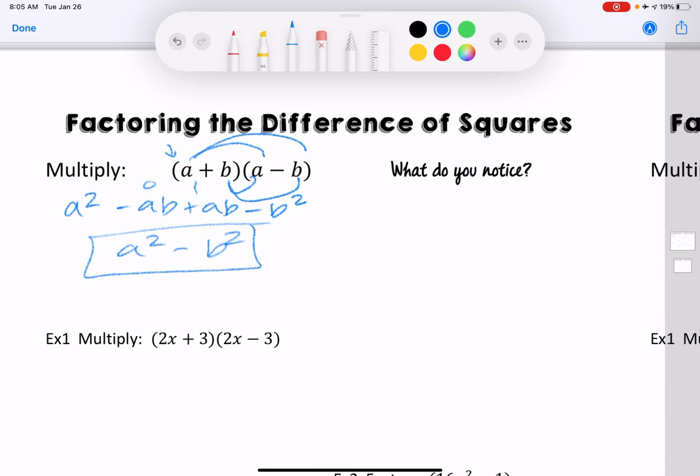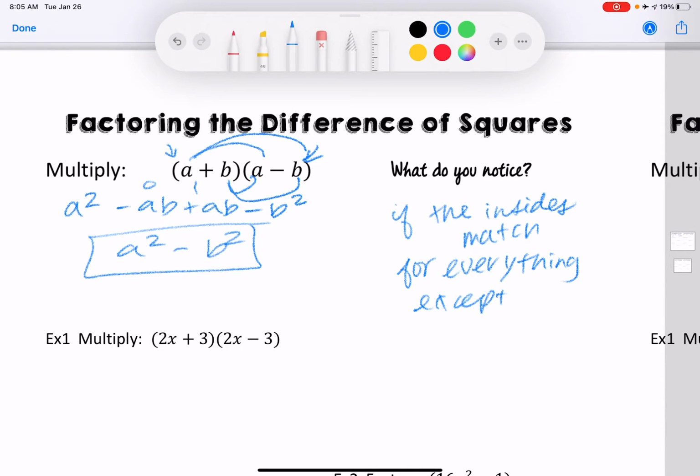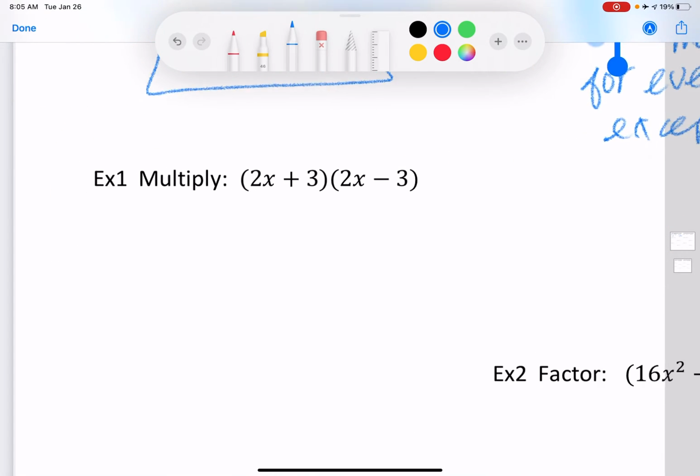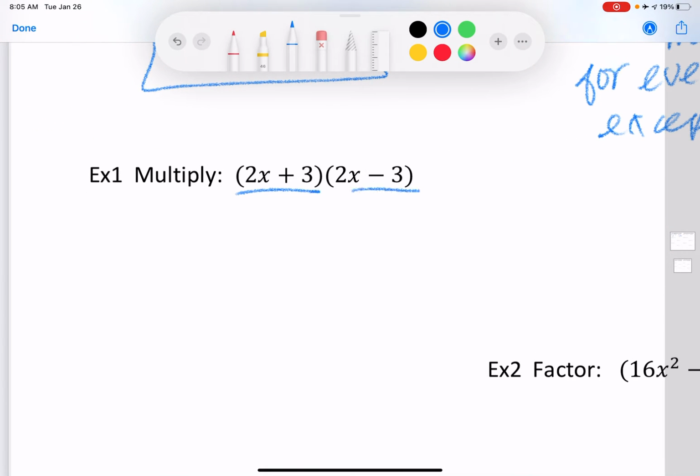So pretty much it's that first term squared and that last term squared, if your binomials match, if the insides match for everything except for the sign, then you can use this. So, for example, with example 1 right here, we have that the insides match and they have opposite signs. Awesome. So we're going to do it with FOIL first.